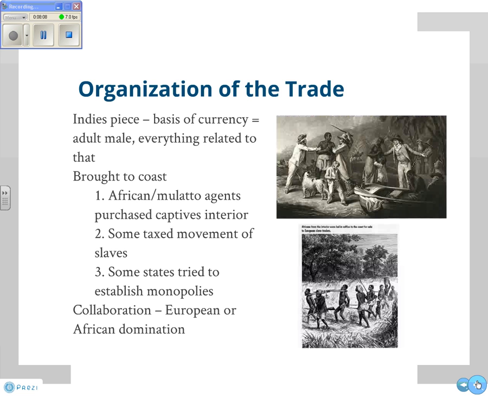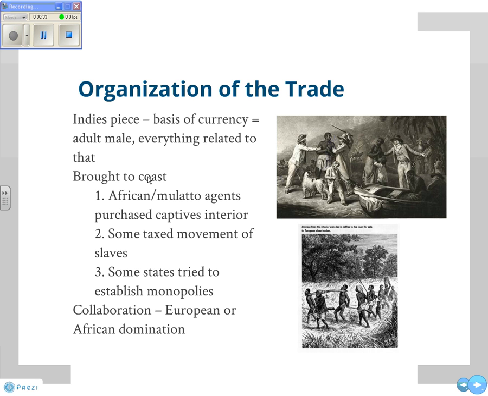Okay, so what about the organization of slave trade? What were the connections between European and African traders? First off, we need to define a term, Indies piece. Indies piece is a basis of currency. It was equal to one adult male, and all prices were related to that. So you've got a picture here of these two guys with an African male. He would have been considered an Indies piece.